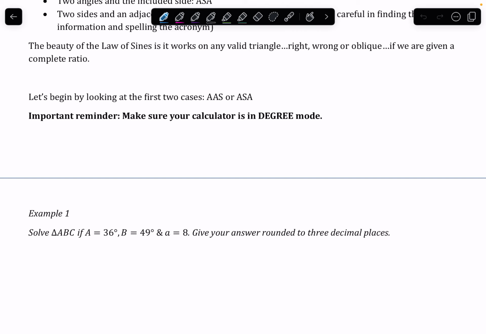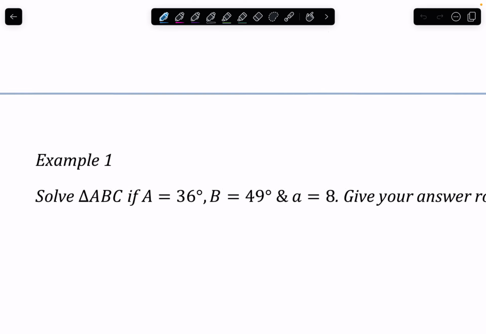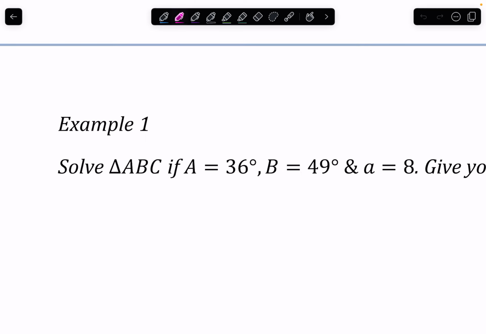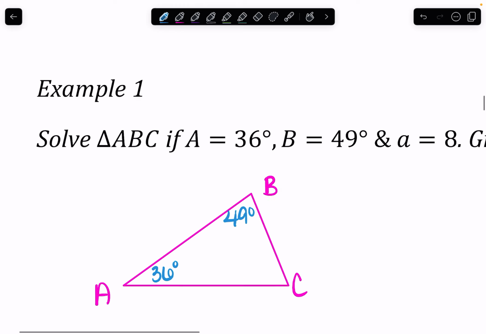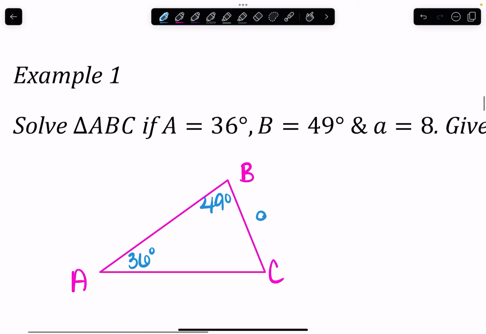So solve triangle ABC if A is 36 degrees, B is 49 degrees, and little a equals 8. Remember, capital letters represent angles, lowercase letters represent sides opposite angles. Solving the triangle means find everything that's missing. So I'm going to go ahead and draw a picture. Here's my triangle. Which is which doesn't matter, just make sure you label it. I'm going to call that A, that B, and that C. We were given angle A is 36 degrees, angle B is 49 degrees, and side a is 8. So side a is opposite angle A.